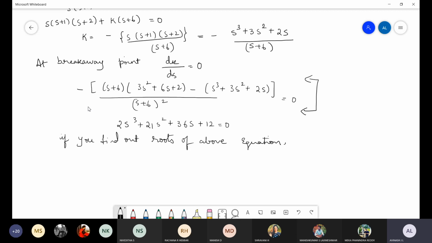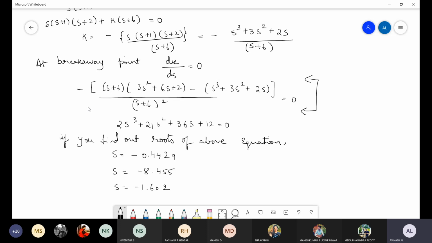So what are the roots of the above equation? s will be equal to what? One root will be minus 0.4429, the second root is s equal to minus 8.455, and s equal to minus 1.602. So these three roots you are going to get, because this is a polynomial of degree 3.